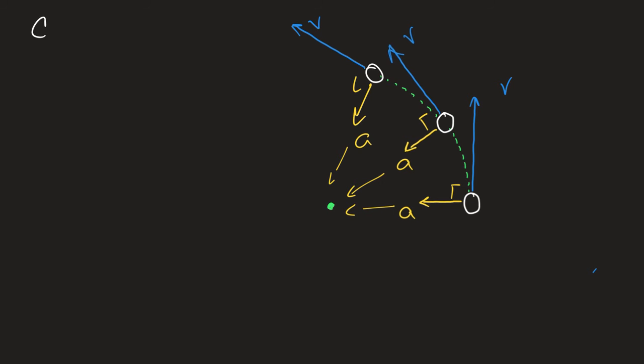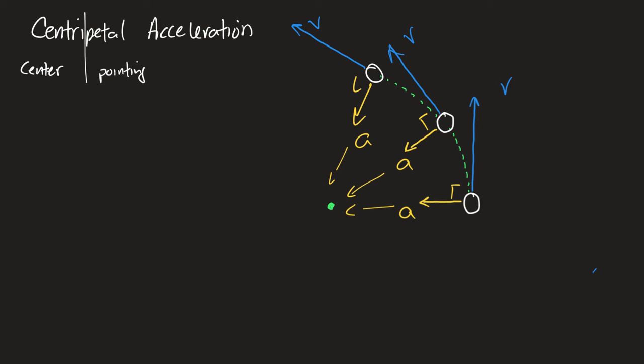This type of acceleration, we've given a special name. It's called a centripetal acceleration. And that name is important. It is two words, center pointing. A centripetal acceleration is a center pointing acceleration.